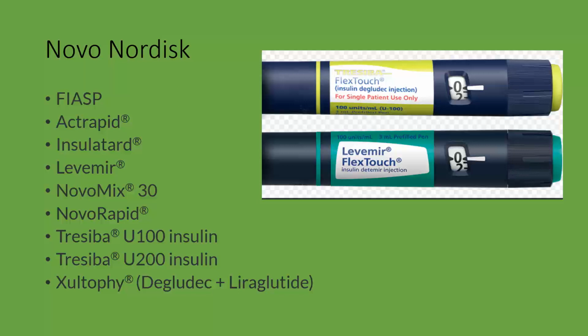Tresiba is this one, the green label with the blue pen. Tresiba comes in U100 and U200. It's a once daily, long-acting one. And you might see this one, Xultophy. This is a combination of Tresiba and a GLP-1 agonist called liraglutide. So you might see this combination. So just be aware that people can come with various combinations of insulins and other things. And this is heparin, you know that.